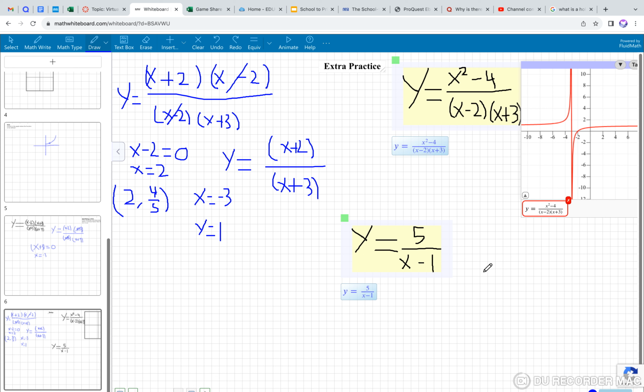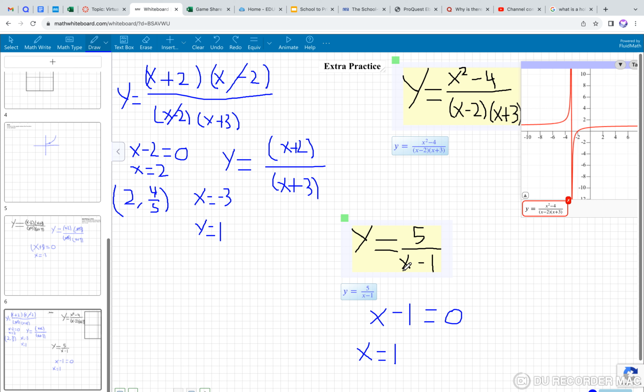Our second problem, this one's a little simpler. y equals 5 over x minus 1. So, are there any holes? Well, there's nothing to cancel, so there's not going to be any holes. Let's test for vertical asymptotes. Set the bottom equal to 0. So x minus 1 equals 0. It appears there's going to be a vertical asymptote at x equals 1.